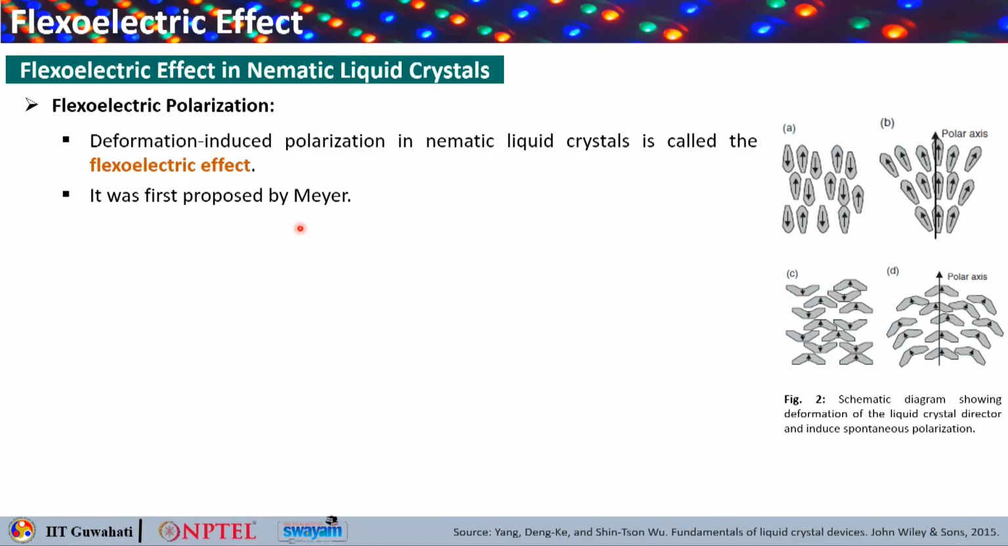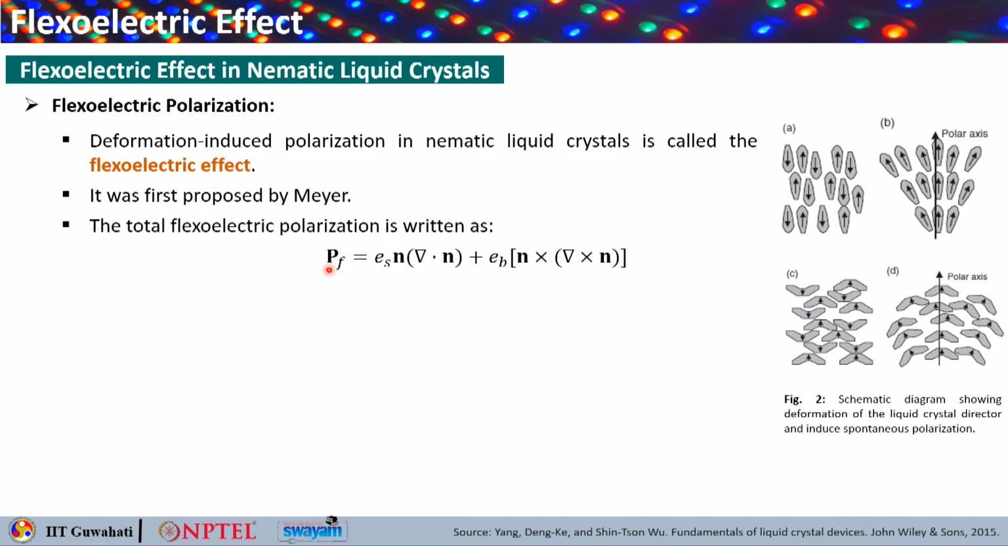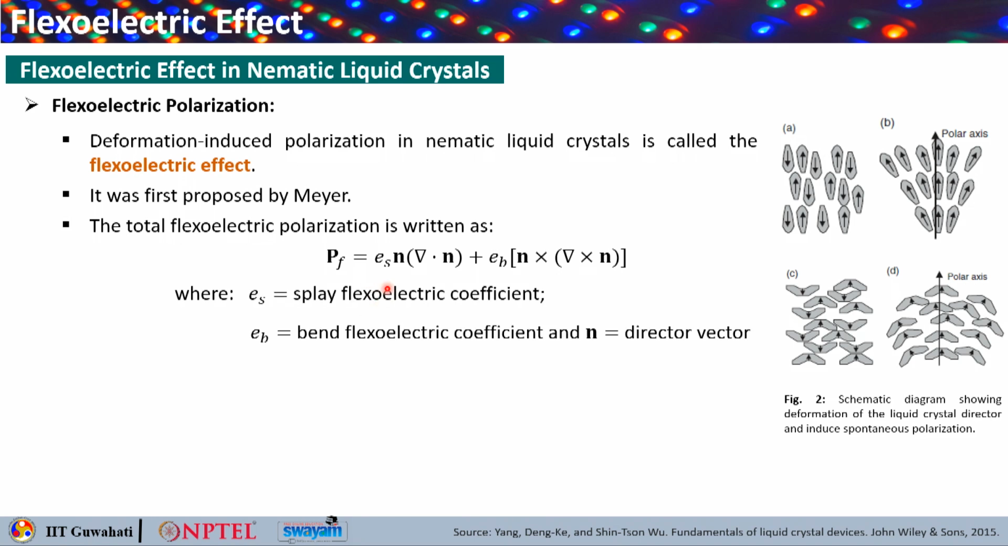This kind of polarization that you see as a result of deformation, you can also say that the deformation induced polarization in a nematic liquid crystal is basically called the flexoelectric effect, and it was first proposed by Meyer. The total flexoelectric polarization can be written as P_F equals e_S n (divergence of n) plus e_B n cross (curl of n). So what is e_S? It is basically the splay flexoelectric coefficient, and e_B is the bend flexoelectric coefficient, and the n vector, you all know, is basically the director vector.